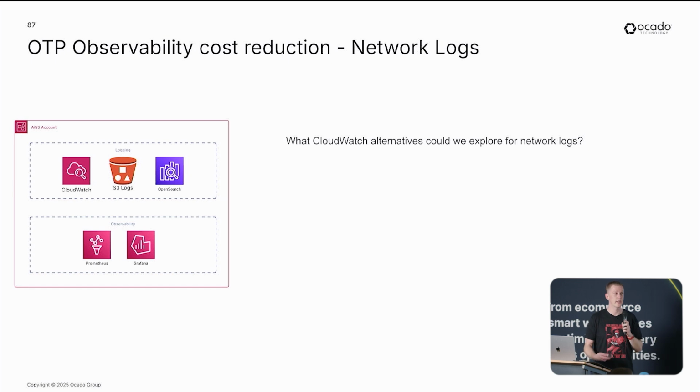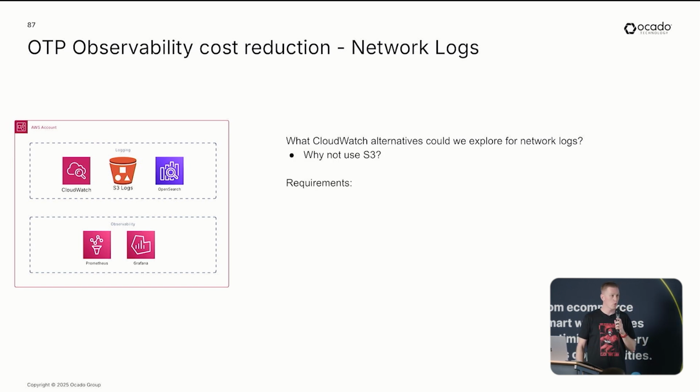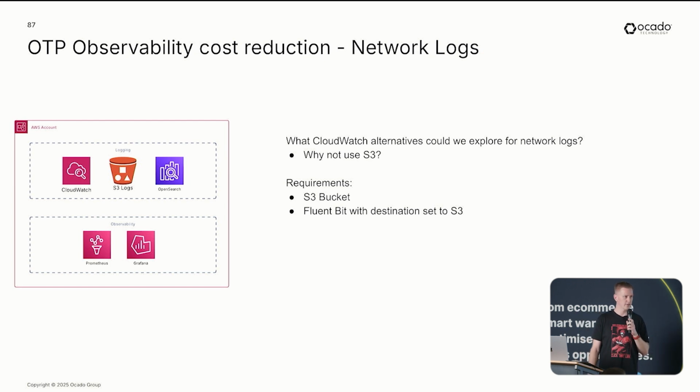So, to give you an example, let's take a look at the network logs. Previously, we were using CloudWatch logs. And we started thinking, well, CloudWatch actually is pretty expensive in our point of view, so what alternatives can we explore to CloudWatch? Well, S3 sounded like an obvious choice. The requirements for configuring network logs to be set up in S3 were to have an S3 bucket, check. To have a Fluent Bit agent with destination set to S3, check. The data could no longer be queried using CloudWatch Logs Insights, but it has to be queried with Amazon Athena. And we had to configure necessary IAM permissions.